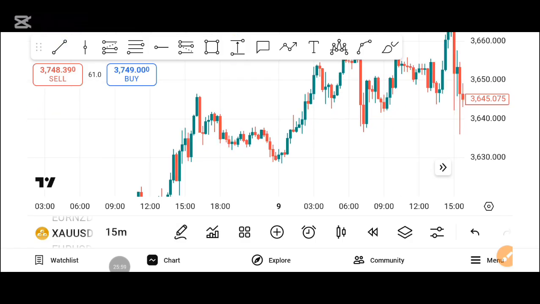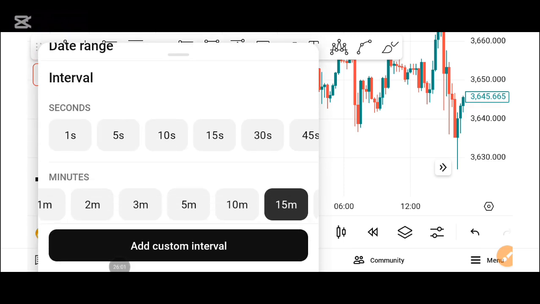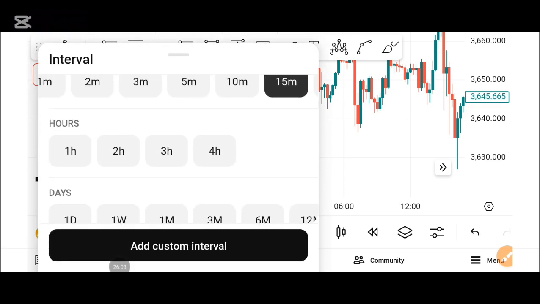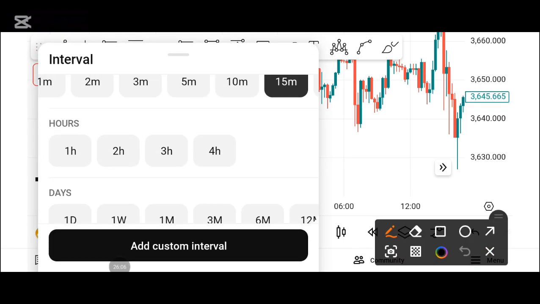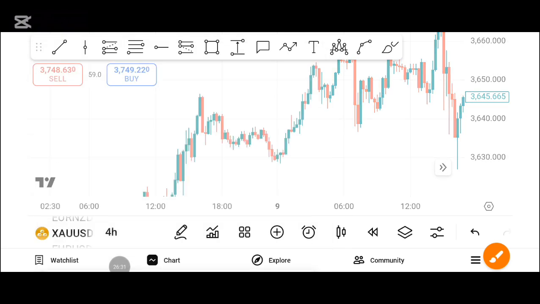If we go to our 4 hours time frame, which is our higher time frame, this simply means that one candle represents 4 hours. That means it takes 4 hours for one candle to be formed. Alright, so let's click on the 4 hour and see what it shows.